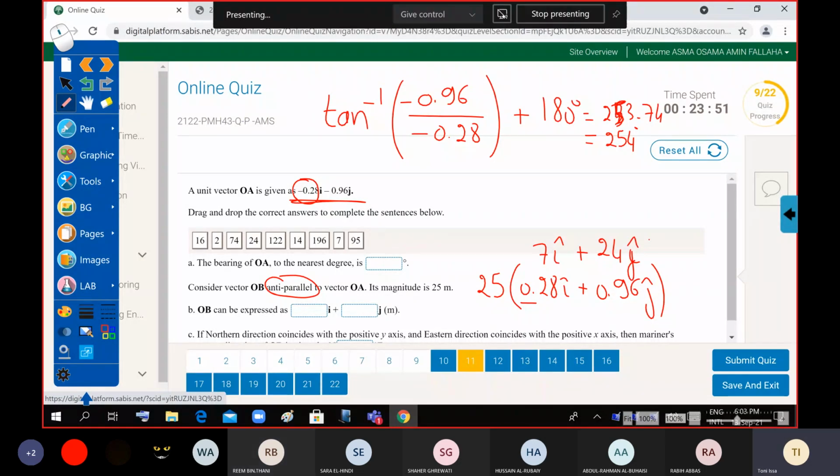Sir, yes? From where did you get 25? The unit vector is a vector direction. Okay, why I flipped it? Because they said anti-parallel. So I flip the signs of that unit vector that is given.